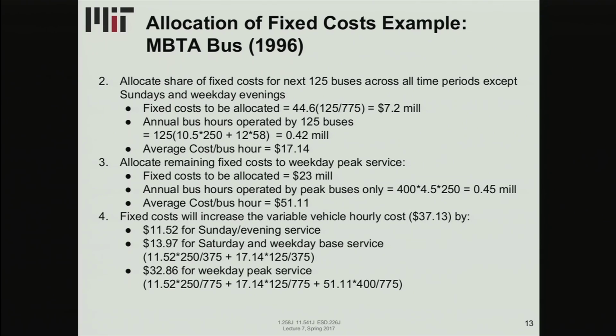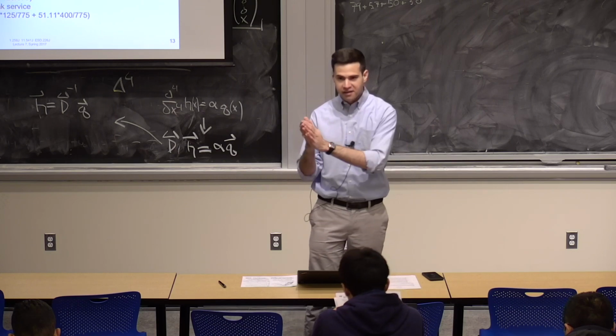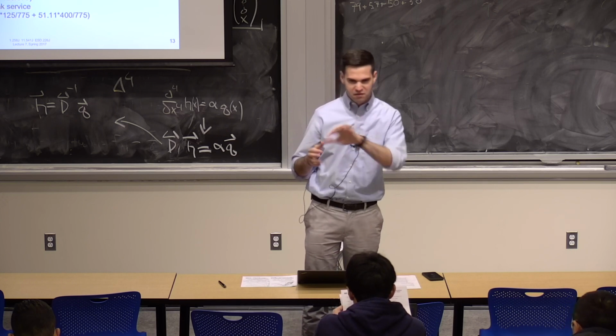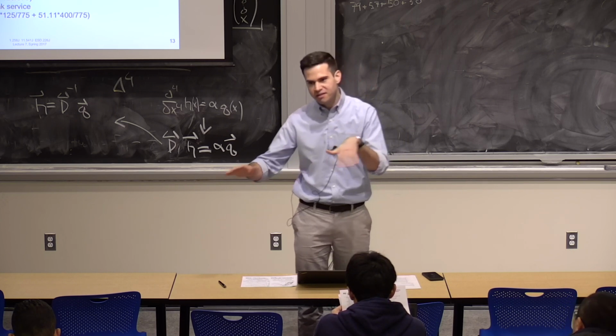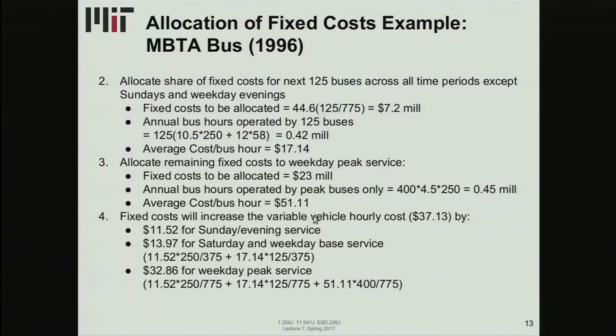Okay, so now we have unit costs for peak, the sort of base, and then the off-peak, the sort of evenings and Sundays operation, which is great. So the variable vehicle cost was 37.13. We had calculated that from the previous model that you can find on page 6, and now we can adjust these costs by time period, which is what we want to do.